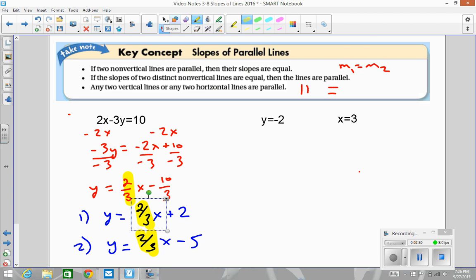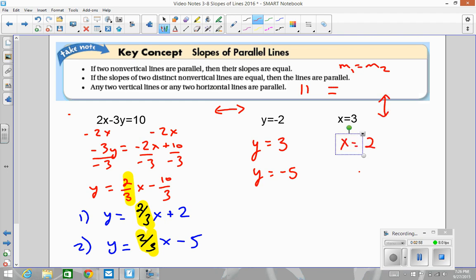So if I wanted a line parallel to y is equal to negative 2, now y is equal to negative 2 is a horizontal line. So an equation that would be parallel would be y is equal to 3, or y is equal to negative 5. These are parallel. And if I wanted a line parallel to an x equals line, that's a vertical line. Remember, it has no slope. So that'd be like x is equal to 2, or x is equal to negative 3. These are all parallel to each one of those lines.